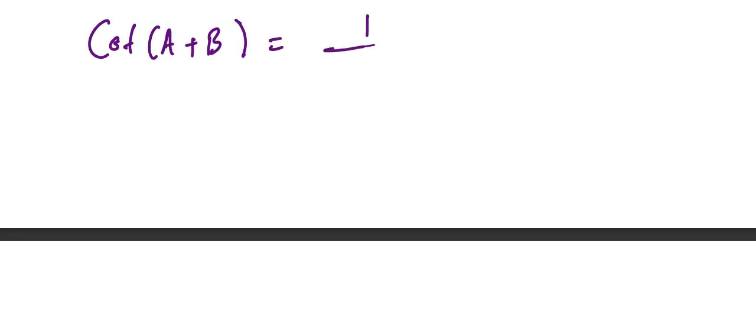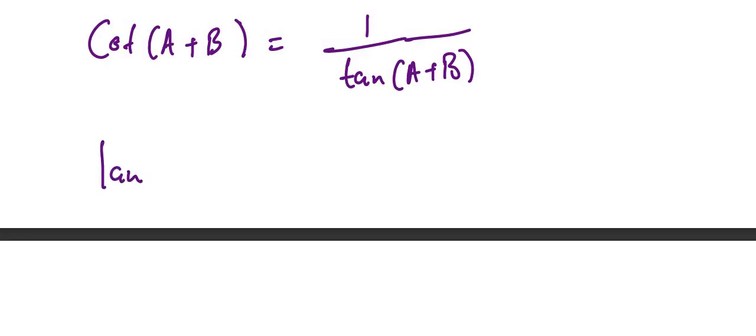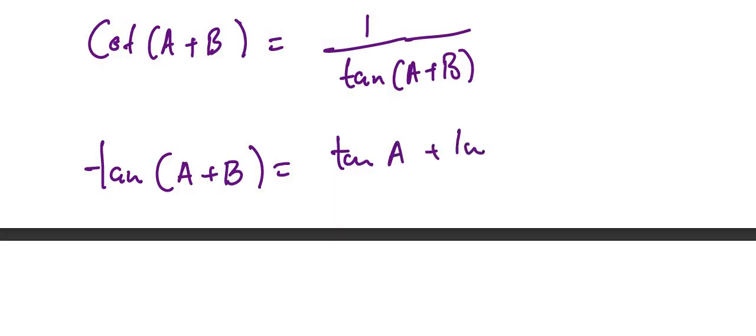This is the same as 1 over tan of a plus b. That's what they just want. So we're going to proceed by getting tan of a plus b. And this is the same as we said: tan of a plus tan of b, over 1 minus tan of a times tan of b.